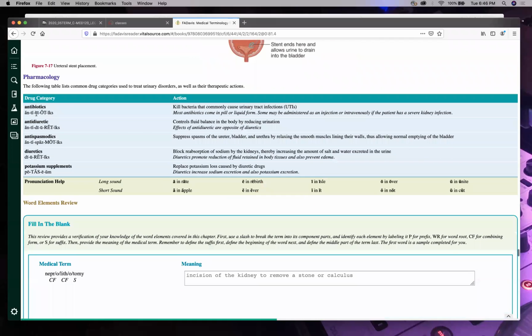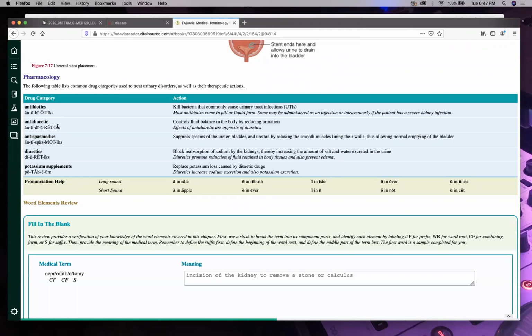Antibiotics, of course. Anti, against, bio, which is life. So antibiotics only deal with bacteria. You can't give antibiotics for a viral infection. You can't give antibiotics for a fungal infection. If you want to treat a fungal infection, you give the patient an antimycotic. If it's viral, it's antiviral.